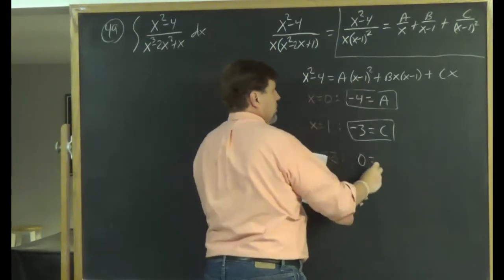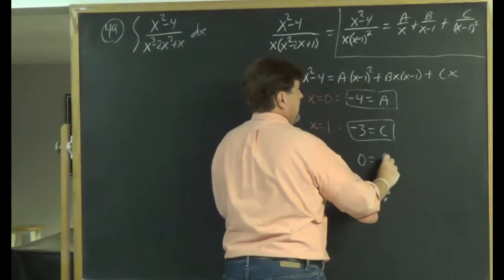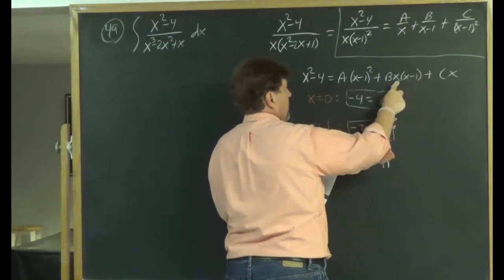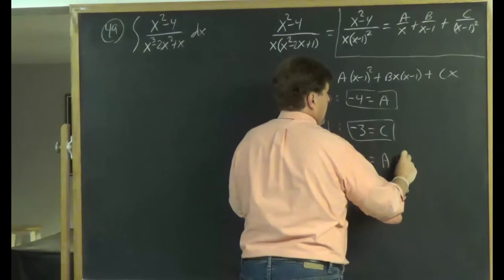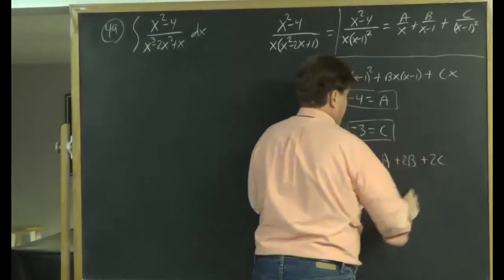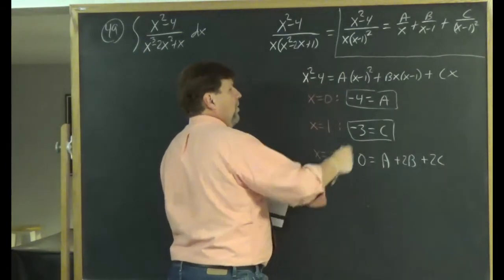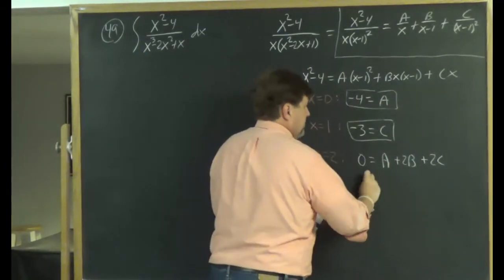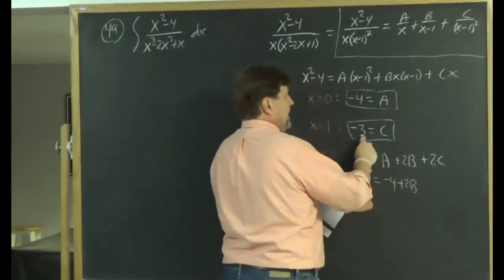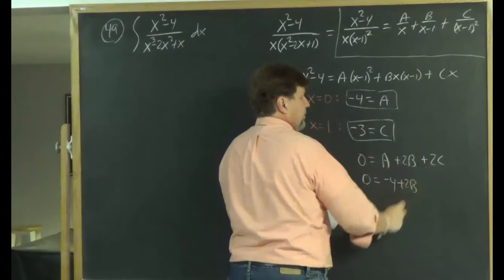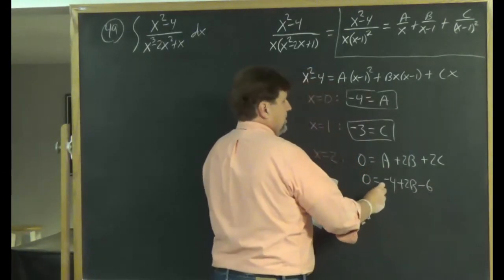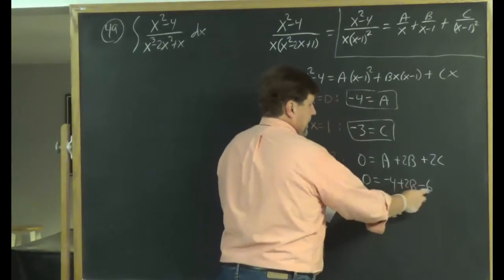So that's a 1 squared times a. See, this is 1, this is 2, so we get a 2b. And we have a 2c. We know a is negative 4, so let's put negative 4 in for a. We know c is negative 3, so put negative 3 in for c. 2 times negative 3 is negative 6. So that's what, negative 10.